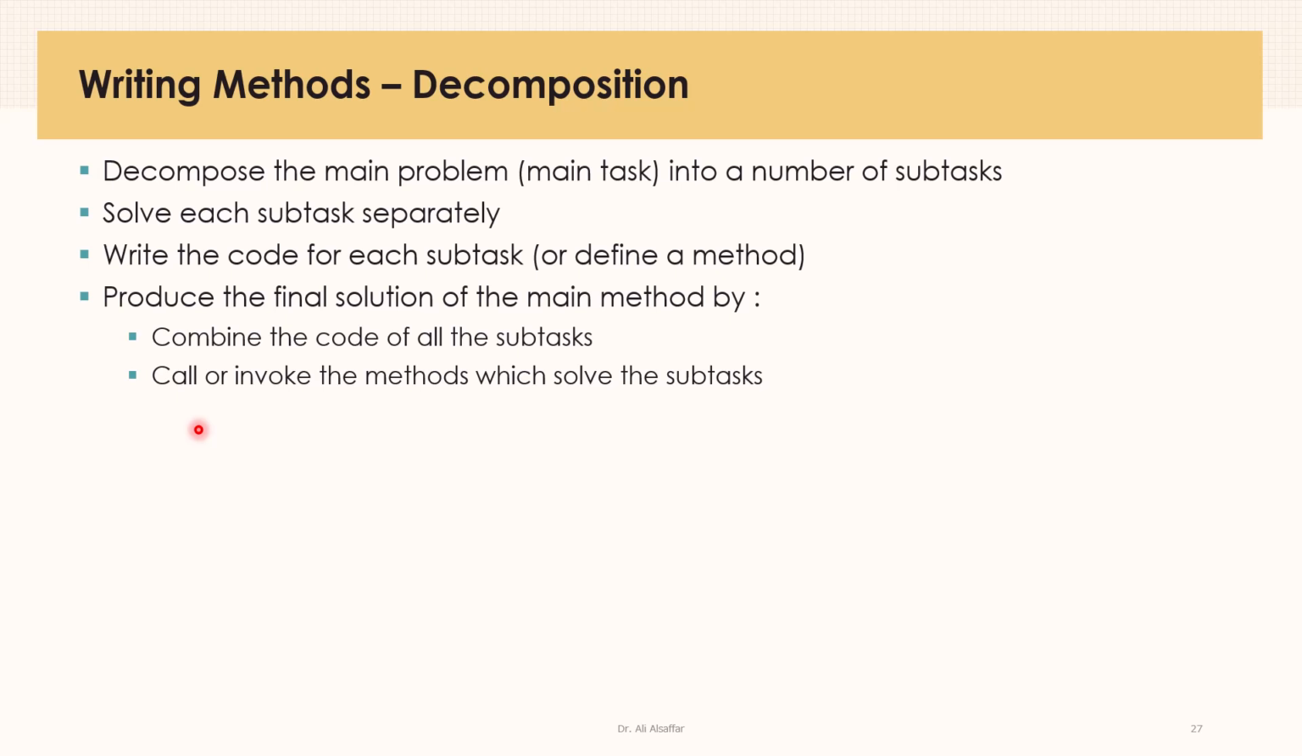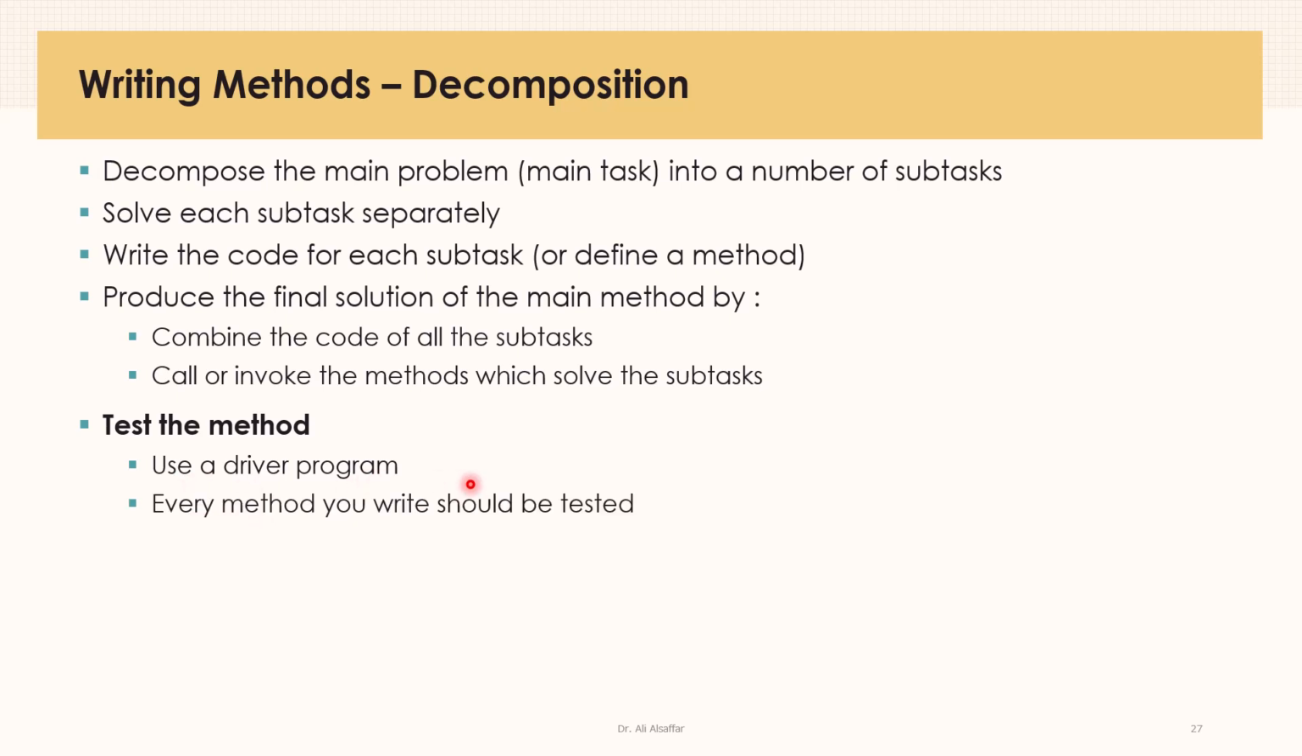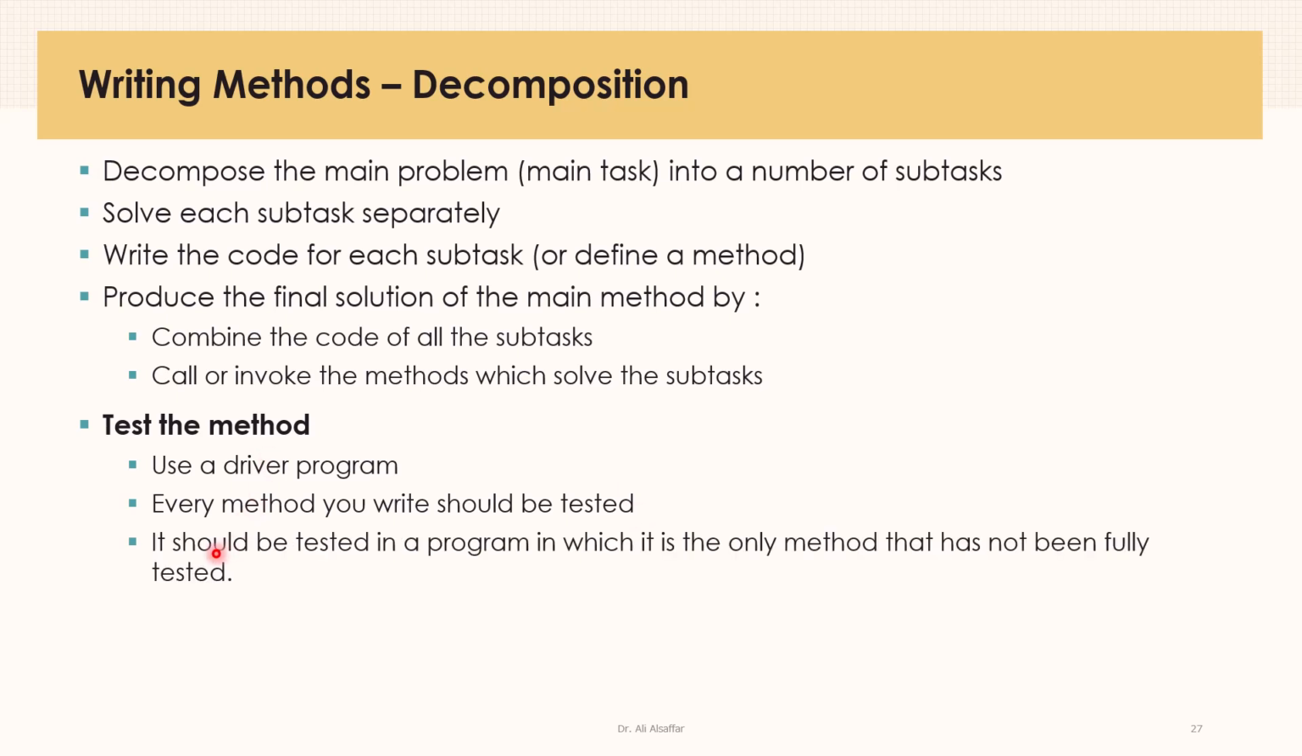After writing the methods for each subtask, we need to test that each of these methods is free of bugs and is correctly solving the subtask problem. This can be achieved by using a smaller program that is called a driver program. If we have more than one method, then we have to test each method separately. So in this case, every method you write should be tested separately to make sure that it does not have any bugs and it is correctly solving the task, which is the solution for the subtask. In other words, it should be tested in a program in which it is the only method that has not been fully tested.